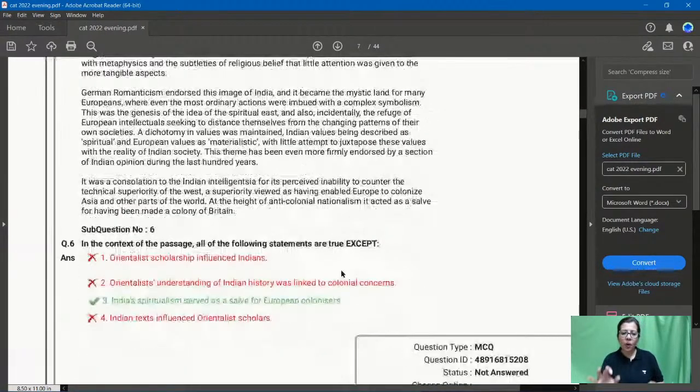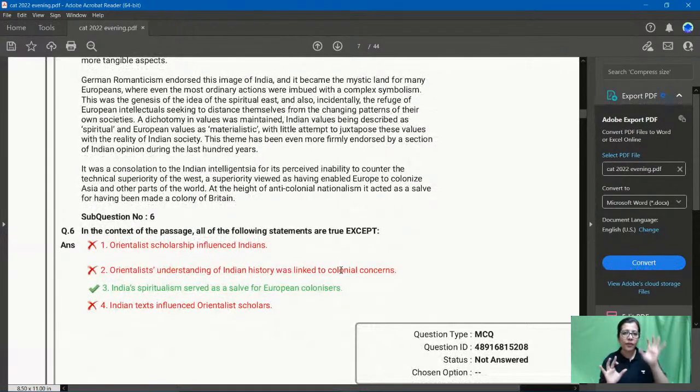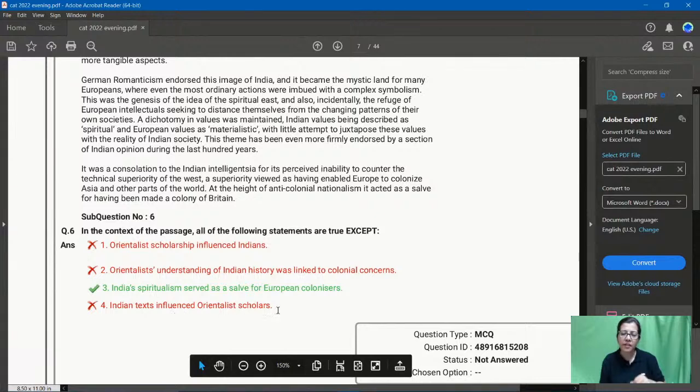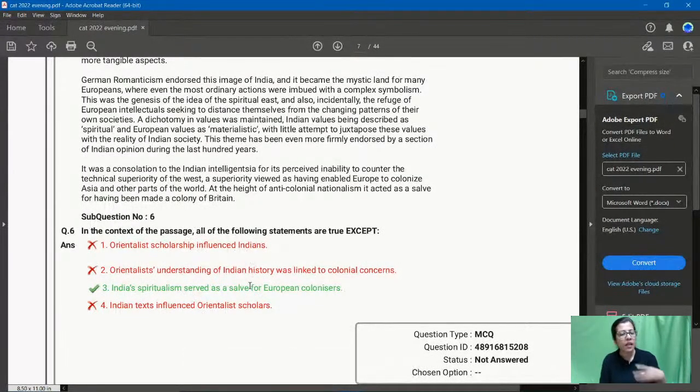In the context of the passage, all of the following statements are true except. We are looking for three true and one false. This actually turned out to be easy. This is what I mean by flexibility in the exam hall. I had thought I would not do this because it is true-false and vague. Okay, true except, so one will have word play, the remaining three will be good. Check option 1, Orientalist scholarship influenced Indians. This is already stated in the passage. Indian texts influenced Orientalists, both are stated. Even in mini-organized reading it was visible that Orientalists moved ahead by taking Indian texts and studying them. Orientalist scholarship influenced Indians, that has also happened.